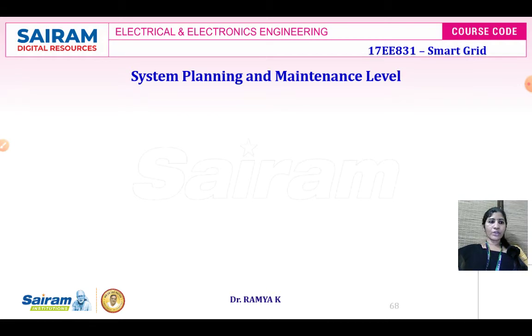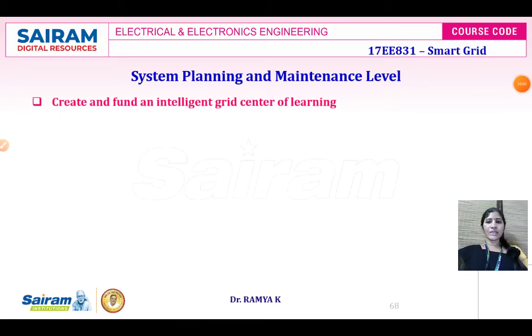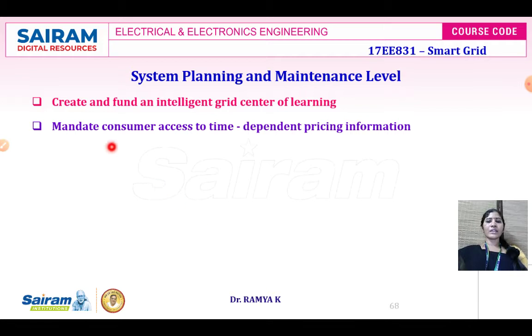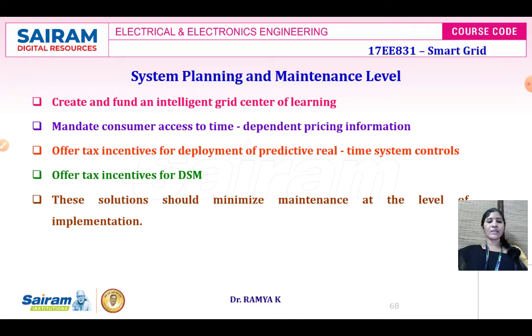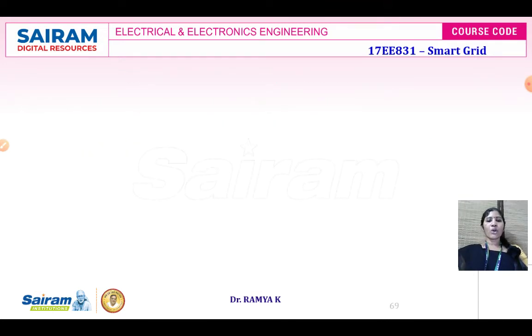Next is going to be your system planning and maintenance level. Under this, create and fund an intelligent grid of learning. Then mandate the consumer access to time dependent pricing information. Then offer tax incentives for deployment of predictive real time controls. Offer tax incentives for DSM. So system planning and maintenance level. So all these things, as we discussed in the previous slide, we have to focus on all these points.